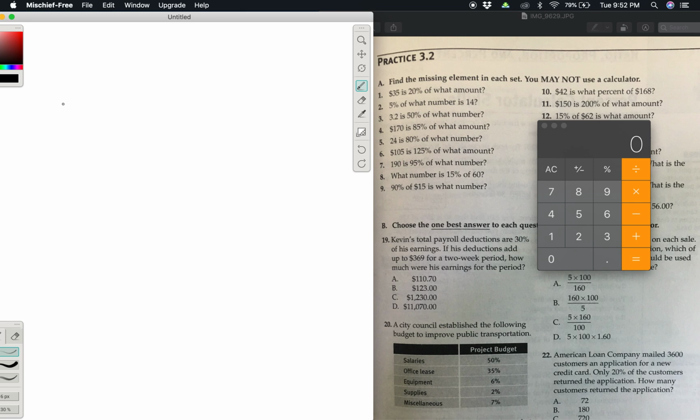I'll just write this one out for you since it's the first one. What number is 15% of 60? So you do base, which is 60, times the rate, which is 15. And remember, even with the rate, you would always move the decimal over 2 times. So now you have 60 times 0.15 is 9. Okay, so what number is 15% of 60? 9 is 15% of 60.